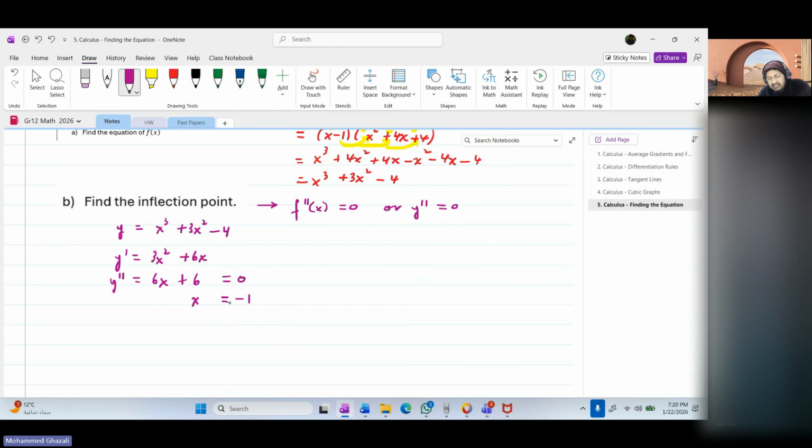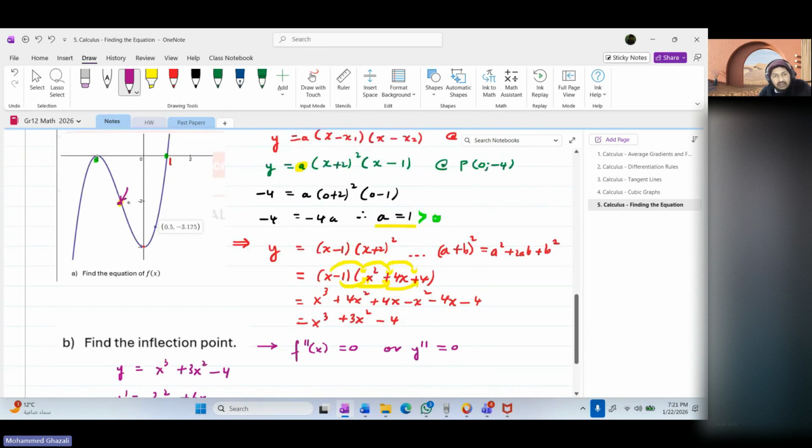If x is equal to -1, what is the y value? y is equal to f of -1. We need to substitute -1 into this function. We will get -1 cubed, which is -1, plus 3, because -1 squared is 1, times 3, minus 4. So I'm getting -5 plus 3, which is -2. So my inflection point is now -1 and -2. And ta-da, that's what we have. And I told you the inflection point occurs somewhere around here. You must have a general intuition of where the inflection point will be. And we can see it is at -1 and -2.